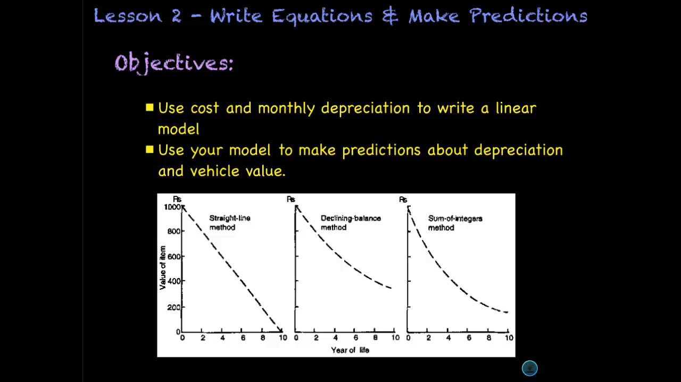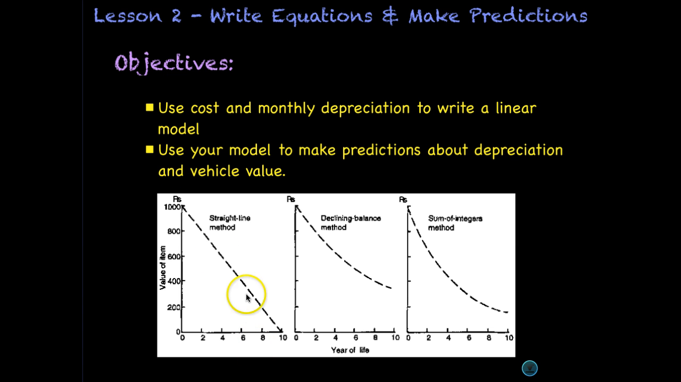Welcome to Lesson 2, Write Equations and Make Predictions. Our objectives are to use and monthly depreciation to write a linear model. So in other words, you're going to take what you learned last lesson and use it to help you write a linear equation. You're also going to use your model to make predictions about depreciation and vehicle value in the future.